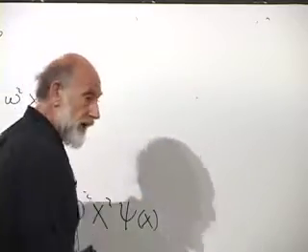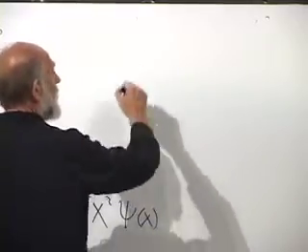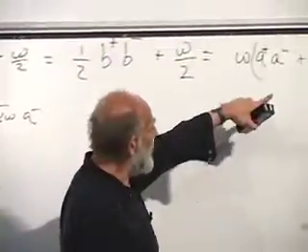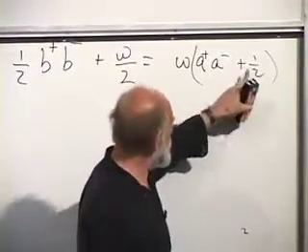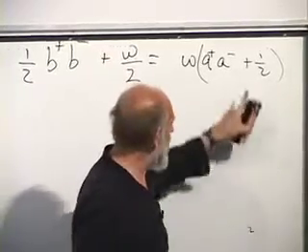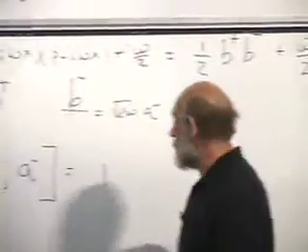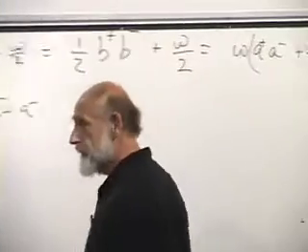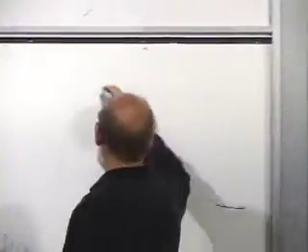Find the eigenvalues of A plus A minus. The half here just shifts all the eigenvalues. We don't care about that. At the end of the day, we'll add a half to all of them. We'll also multiply the result by omega. That's not interesting.